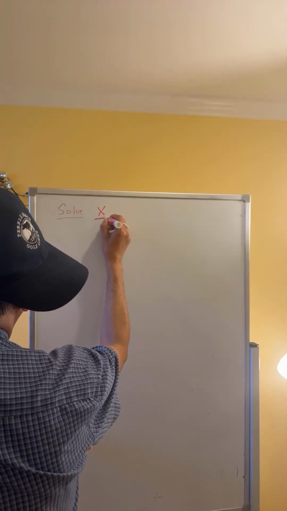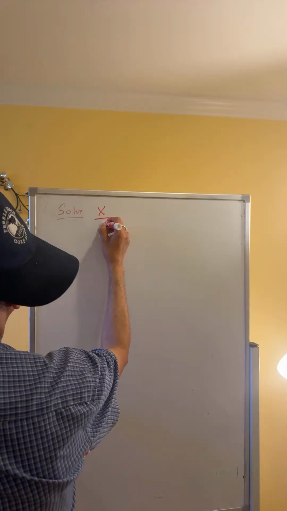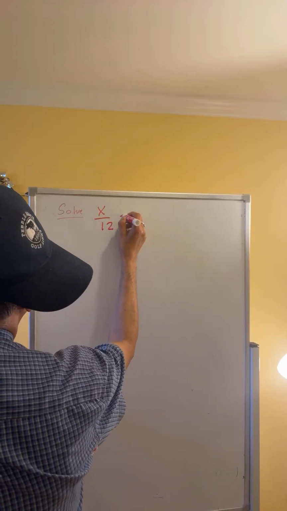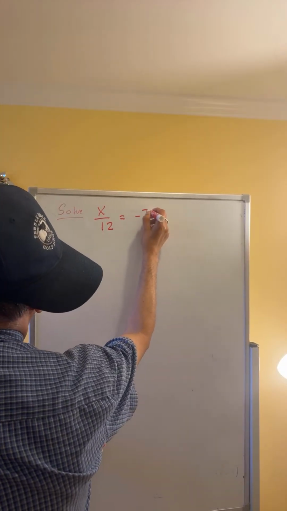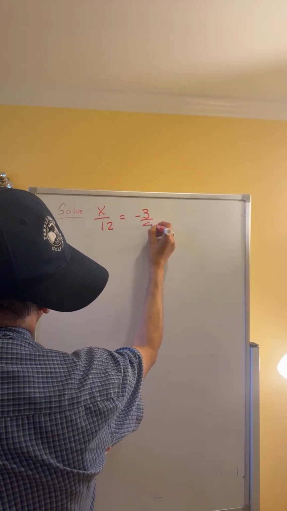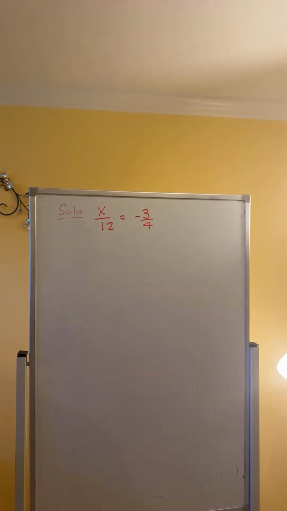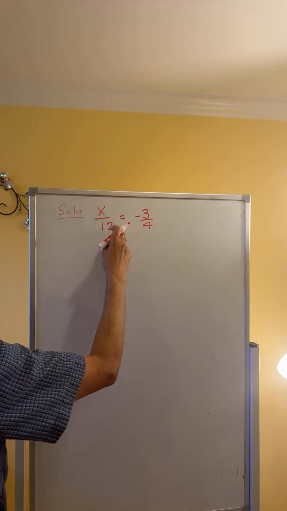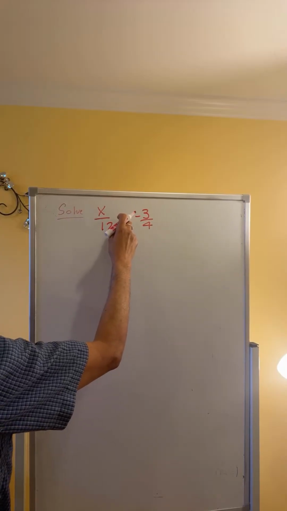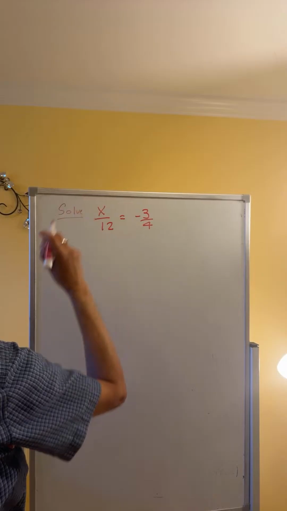Solve x by 12 is equal to minus 3 over 4. So we are going to solve for the unknown variable x. Now you notice x is divided by 12 on the left hand side of the equal to sign.